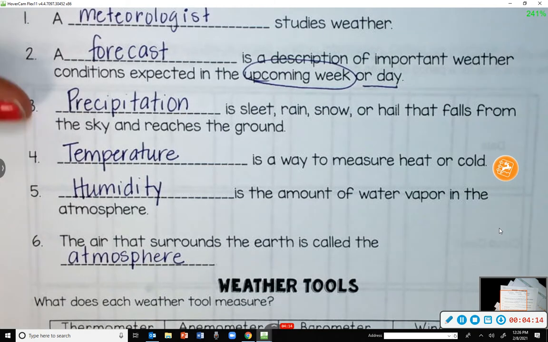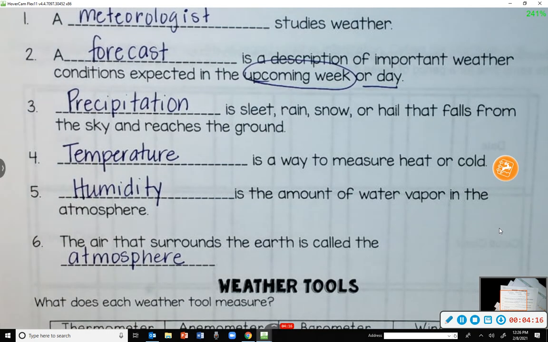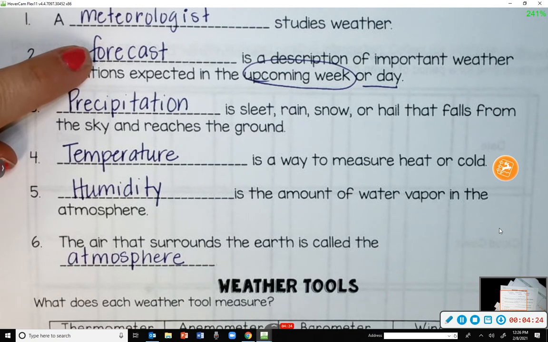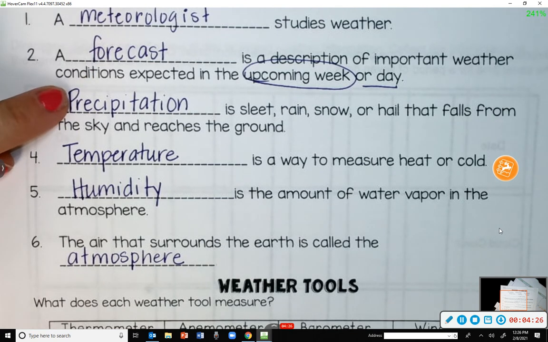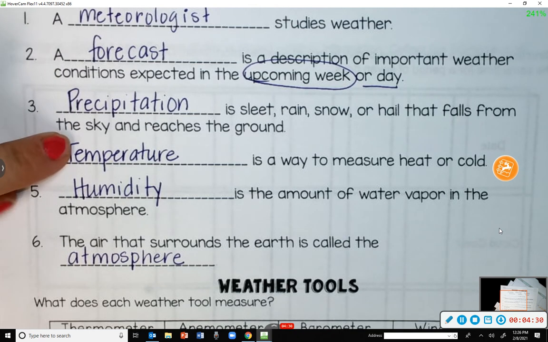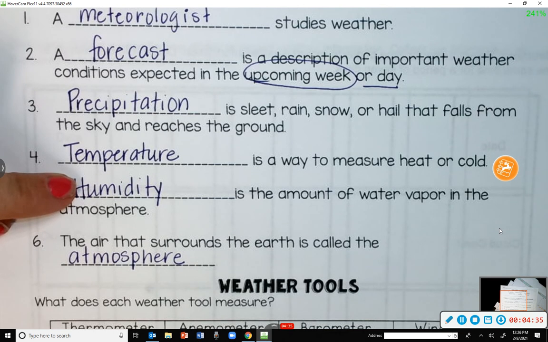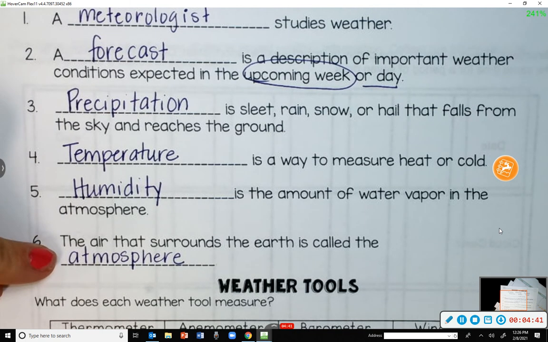Okay, so those are the important words that you will hear a lot when we're talking about weather. Meteorologist is the person that gives us the forecast on the news. Precipitation is when they're talking about the rain, sleet, snow, or hail. Temperature is how hot or cold it is. Humidity is when it's very wet in the air, so they call that water vapor in the air. And then the atmosphere is the air that surrounds the earth.